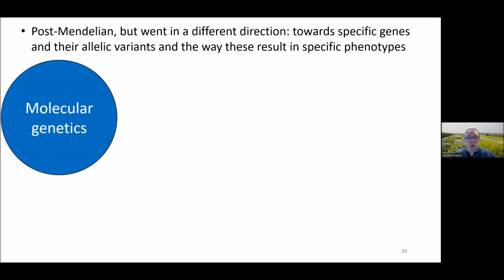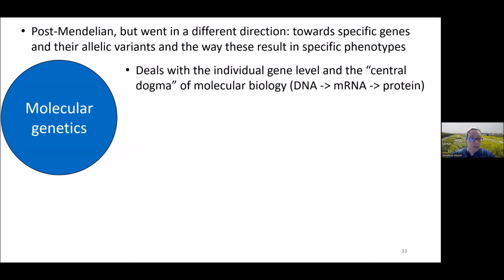And in this case, this is more about finding out specific genes and their allelic variants and the way these result in specific phenotypes. So this deals with the individual gene level and what we call the central dogma of molecular biology, which is that DNA is the template for phenotypes effectively. So DNA is transcribed into messenger RNA. This is sent into the cell machinery to make proteins. And the proteins then build the organisms that we see for the phenotypes.